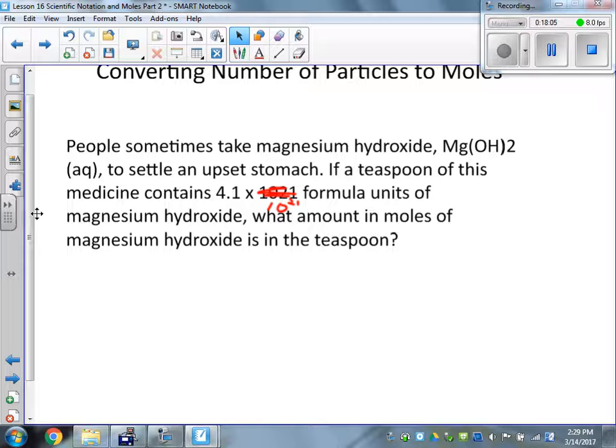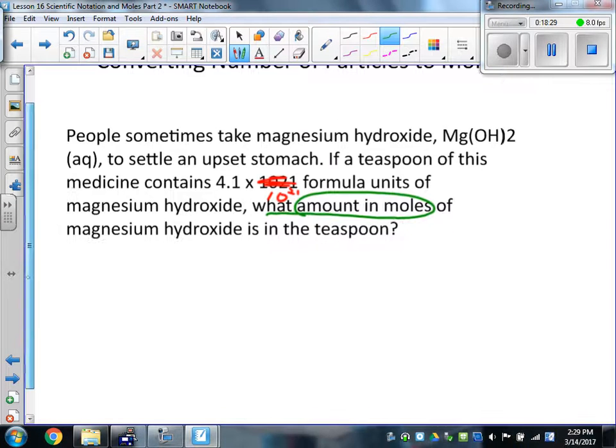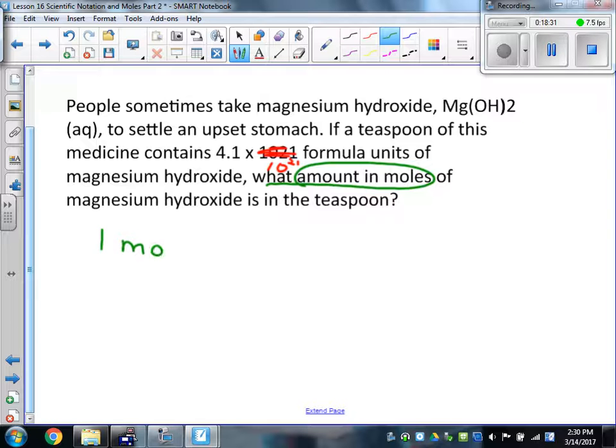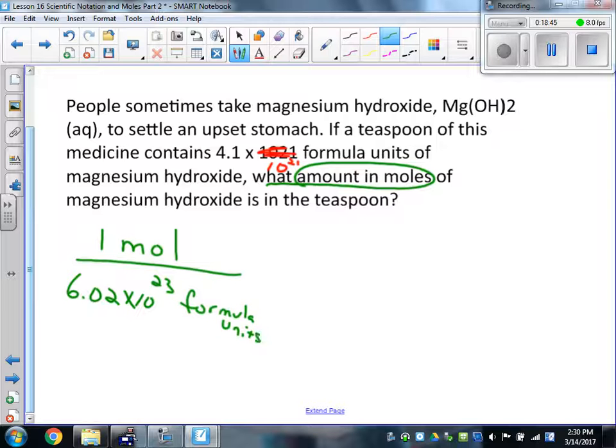Okay, so with these questions, we're talking about formula units or molecules or compounds. We have a lot, don't we? We have 4.1 times 10 to the 21. What amount in moles is the question here. We are always going to start with the same ratio for these questions. I know that 1 mole of anything is going to be 6.02 times 10 to the 23. In this case, it says formula units.